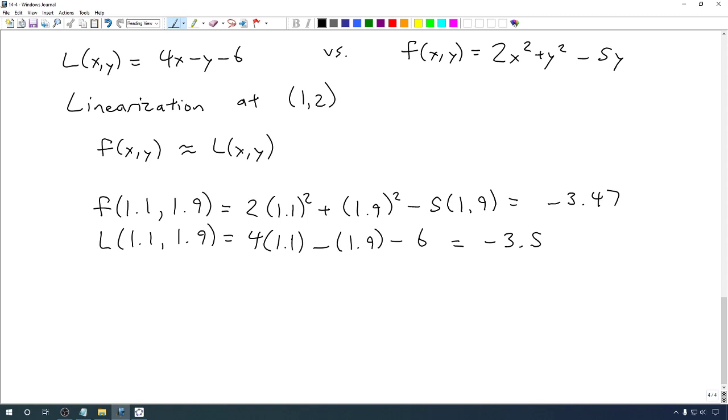And that would be even more impressive, I guess you could say, if our function didn't start off as a quadratic. If we had a more complicated function, if we were dealing with logarithms or exponentials or trig functions, things that are actually a lot more difficult to work with if you don't have a calculator, it'd be even better to do the computations using a linearization.